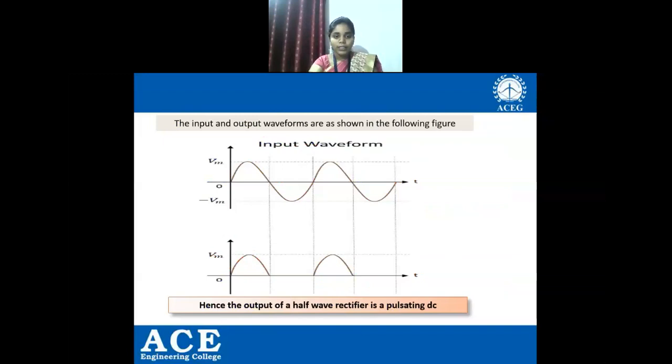Now we can see whatever I have drawn in our previous slide, that can be seen here. The input and output waveforms are shown in the figure. You can see here, this is the input signal. Yes, and our diode conducts for only positive cycles here and negative is zero. See, nothing is there here. So hence this is the output of a half wave rectifier, which is a pulsating DC.